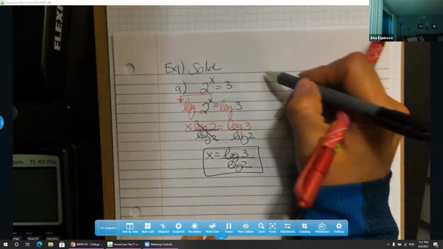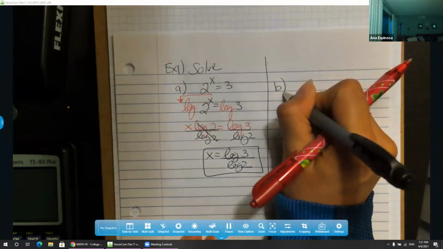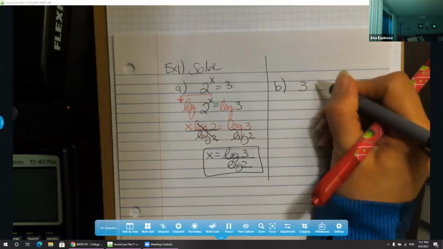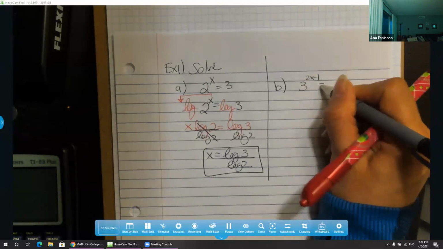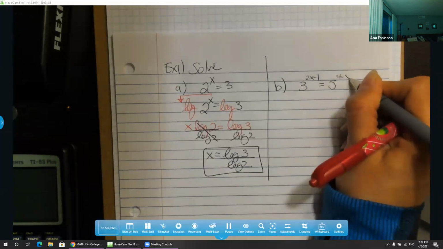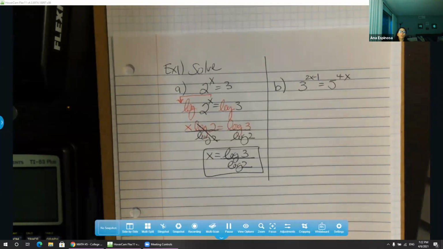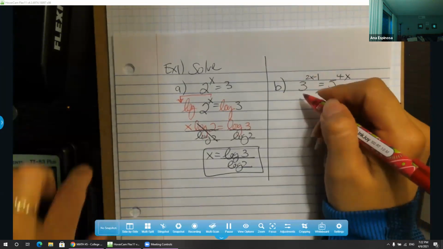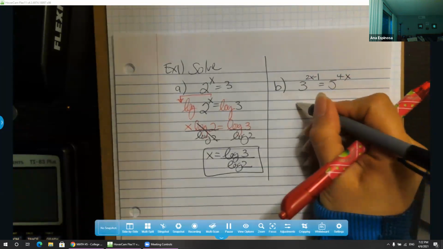All right. Let's try another one. I just lost it. Let me go back to my pages. This will be a little bit more difficult, but it's still doable. 3 to the 2x minus 1 equals 5 to the 4 minus x. I'm trying to solve for variables that are in the power. I need to bring them down. In order for me to bring them down, I need to take logs of both sides.